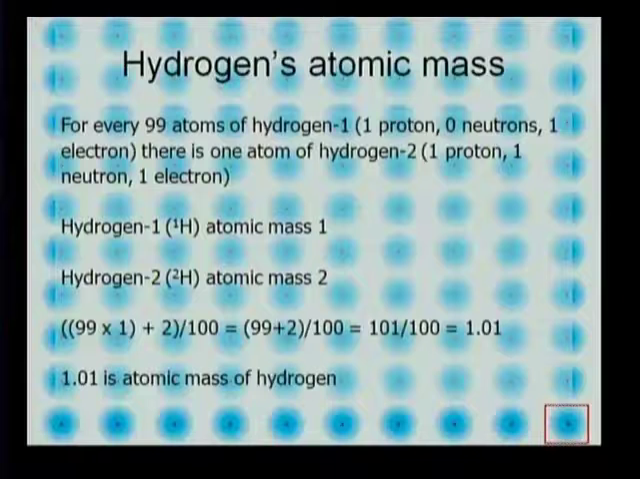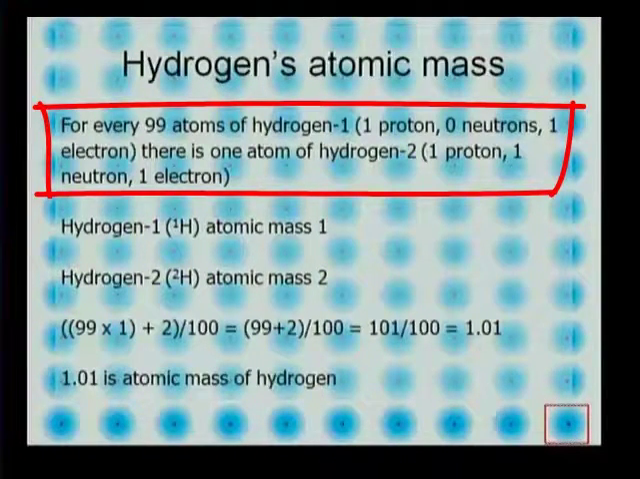What you'll notice on this slide is that there are exactly 100 hydrogen atoms that are symbolized on this slide. 99 of those hydrogen atoms have 1 proton, 1 electron, no neutrons. So that's the hydrogen 1 that we looked at earlier. But every once in a while, in fact 1 out of 100 times, we encounter an isotope of hydrogen which is called hydrogen 2 or heavy hydrogen or deuterium. It goes by all those names. That has 1 neutron, 1 proton, and 1 electron.